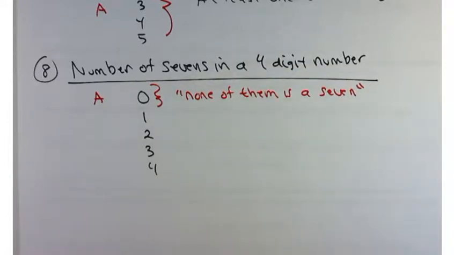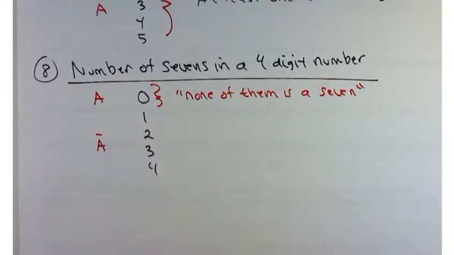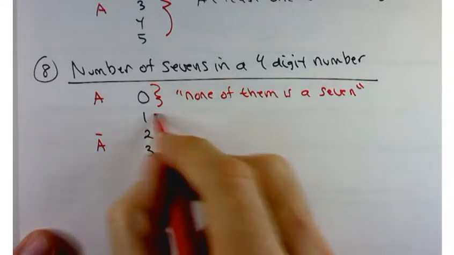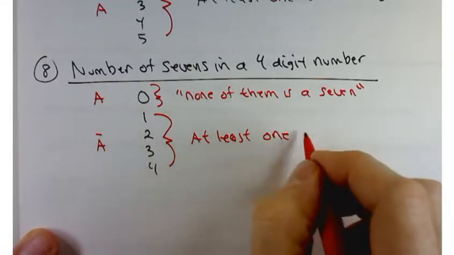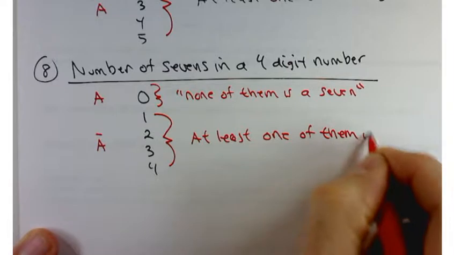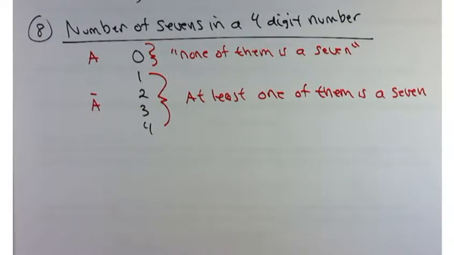Give yourself a moment and try and figure out what a complement is. What would a complement be? Yeah, at least one of them is a 7. Cool. So again, when you see the words at least and at most, start thinking the complementation rule.